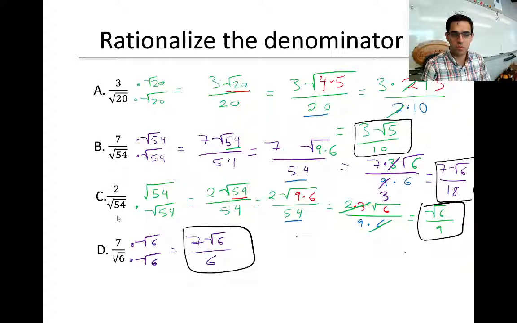Example C, we're also multiplying the top and bottom by root 54 and simplifying the root. Example D, the last, and for some reason the easiest example, or most simple, we're multiplying the top and the bottom by root 6. No simplification necessary.